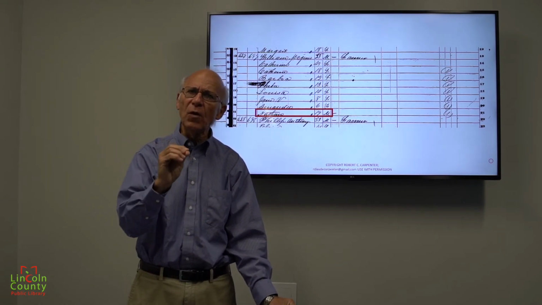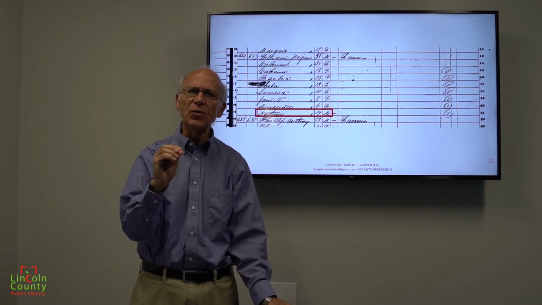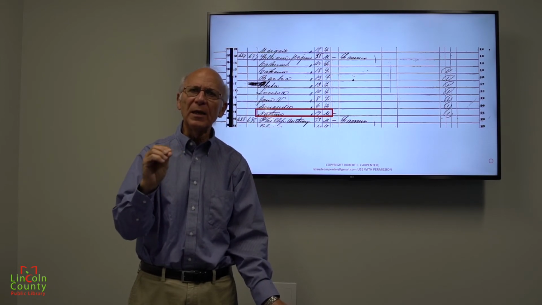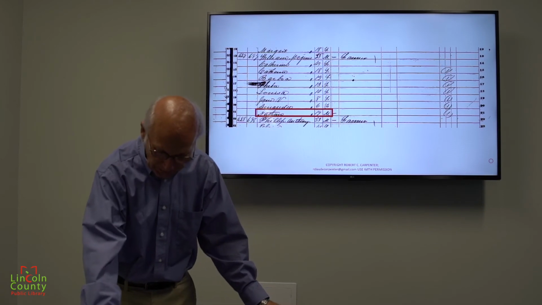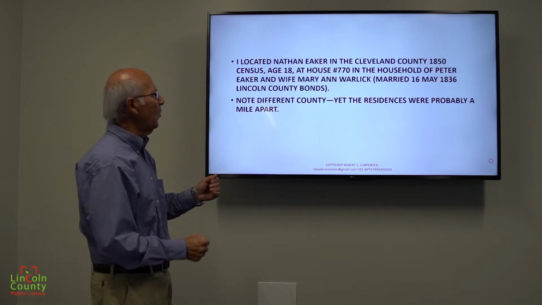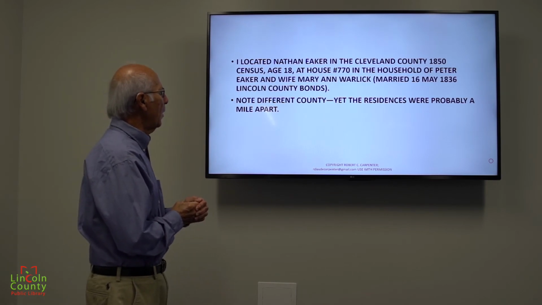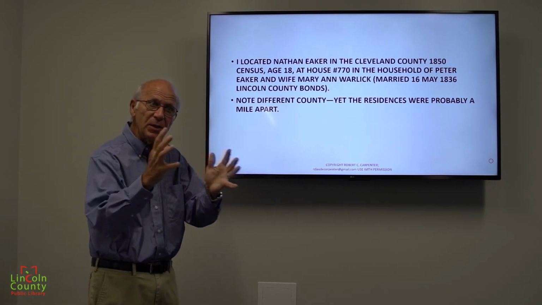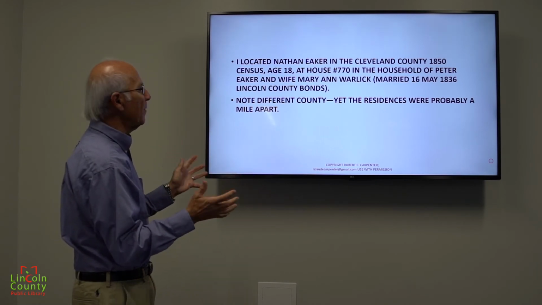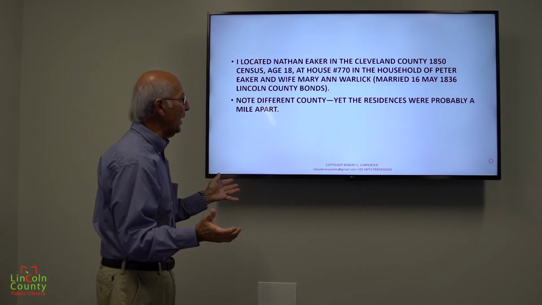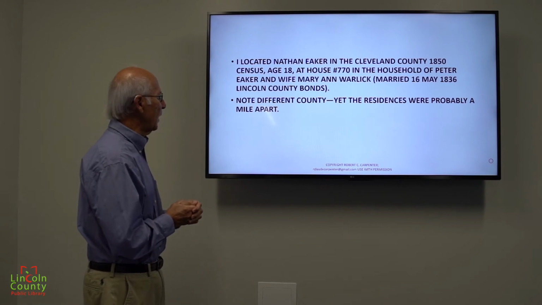The area around Cherryville is in the northwestern corner of Gaston County, which means you have two other counties located nearby, Lincoln and Cleveland. And so I'll check Lincoln County Census, and I check Cleveland County Census. In Cleveland County, I located a man by the name of Nathan Aker in 1850, was age 18. Now remember, ages in census can be varied. He was in the household of a man by the name of Peter Aker and a wife, Mary Ann, and I located their marriage record, which was in 1836, Lincoln County Bonds.